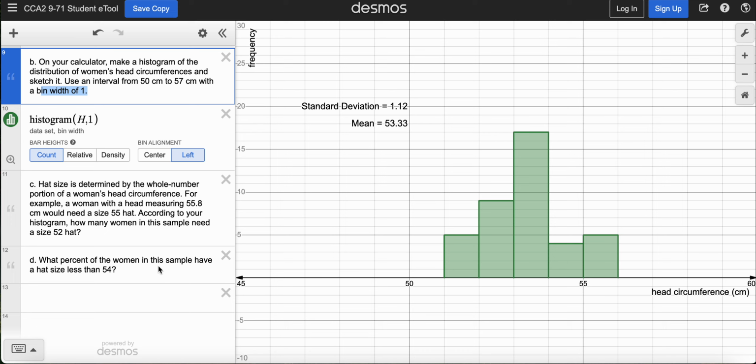Then it says, what percent of women in this sample have a hat size of less than 54? Now notice, it says less than, not less than or equal to. So I would only be looking at size 53, 52, 51, etc. So this would be 51, 52, and 53. These 3 columns are what I would be adding up in total. So I've got 5, 9, and 17. Add those all together, that should be 31. So I would be able to say 31 out of 40, and I can calculate that as a percentage. So it's 31 out of 40, get a decimal, multiply by 100 to get that percentage.